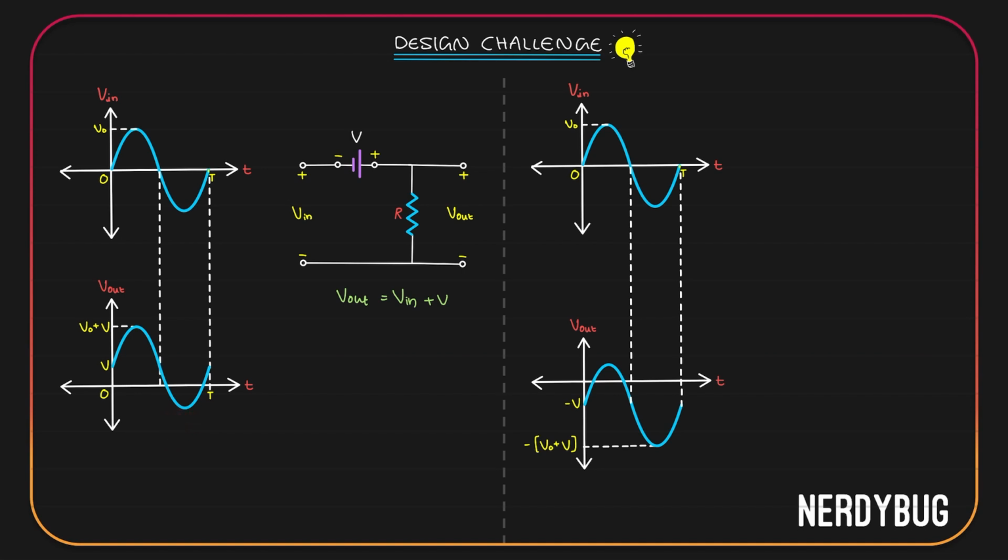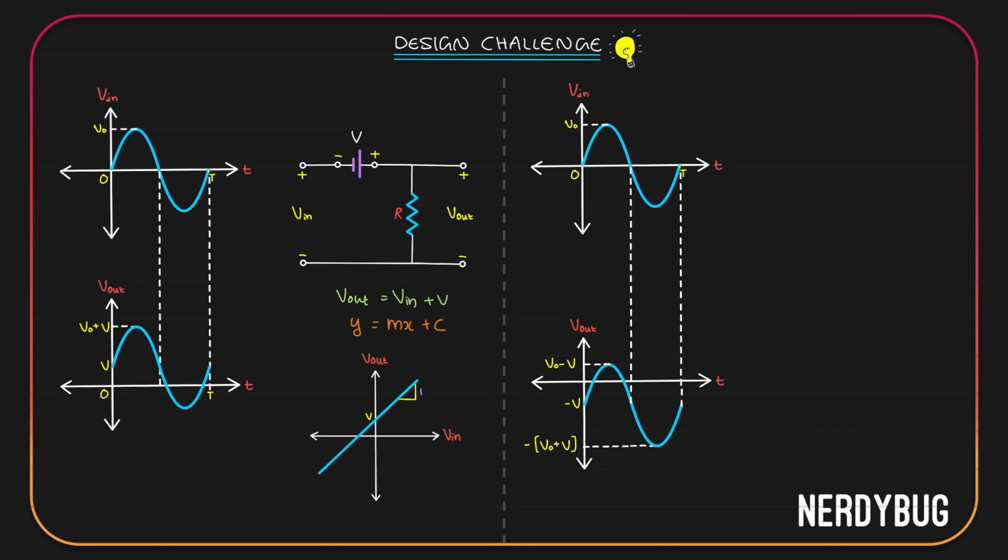If we draw the input output characteristics, this is how it will look like. I have taken input voltage on the x-axis and output voltage on the y-axis. So this equation can be compared with y equals mx plus c. V input corresponds to x, V output corresponds to y. M is the slope, it is the coefficient of x. Here the coefficient of V input is 1, so we have a slope that is 1. C is the y-intercept, here it is V, so we have a y-intercept of V.